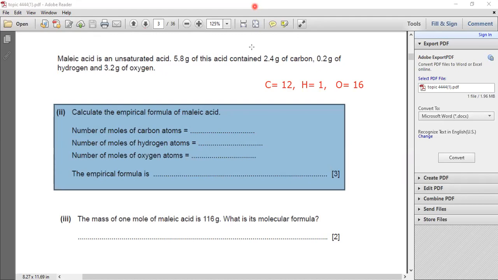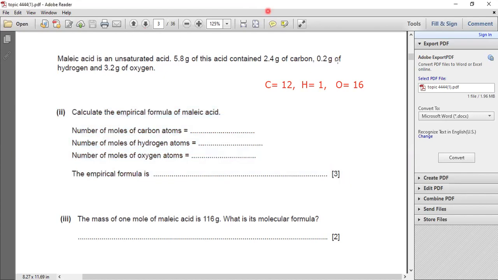Yes. Okay. Number one, number of moles of carbon. Which triangle will you use? We'll use the triangle of the mass and Mr. Yes. So what do you have to say? The mass of carbon is 2.4 divided by the Mr of carbon, which is 12, equals 0.2. Next one.